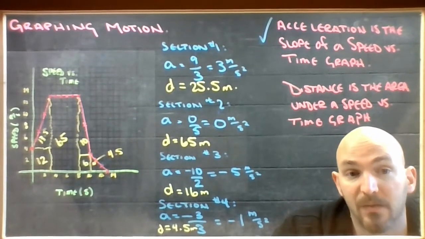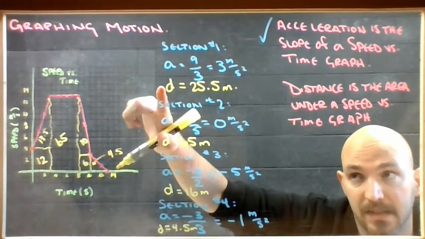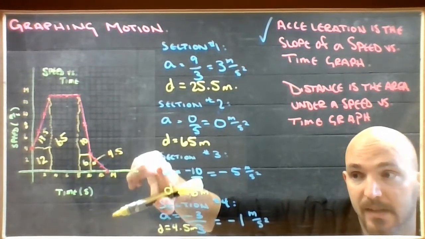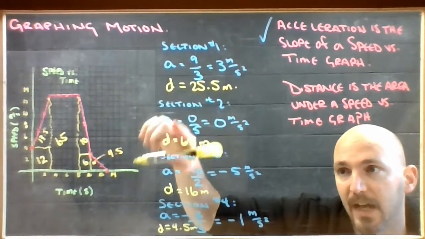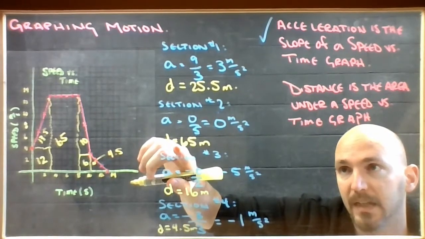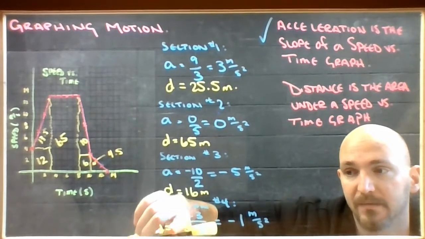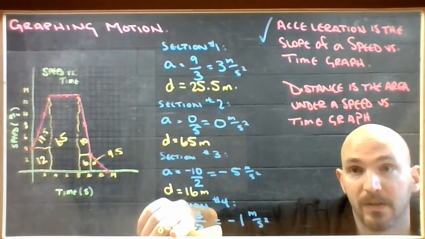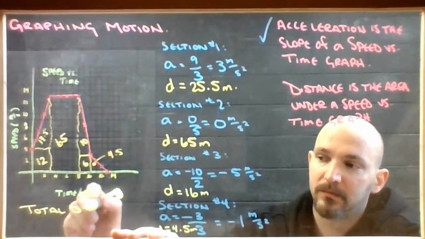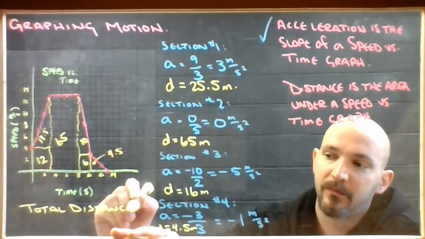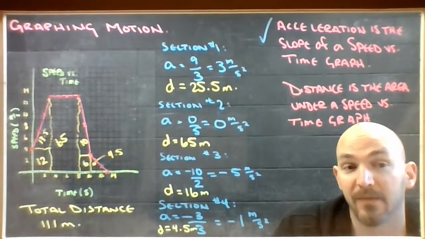So if you were to ask yourself what the total distance covered is during this particular motion, I would have to take the distance in this phase, the distance in that phase, the distance in this phase, and the distance in that phase, and add them all together. So 25.5 and 65 would be 90.5, plus 16 would be 106.5, plus 4.5 would be 111. So there's a total distance of 111 meters.